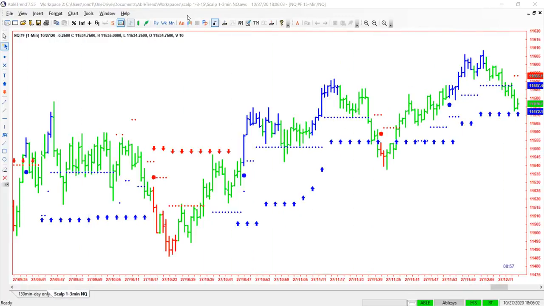Okay, now let's jump in and take a look at the scalp chart. The trend chart is a little bit different. It's the 1 minute, 2 minute, 3 minute combination. It's for people who like to stay in trades a little bit longer. Yesterday was a 300-point profit day. It's hard to believe, but it is what it is.